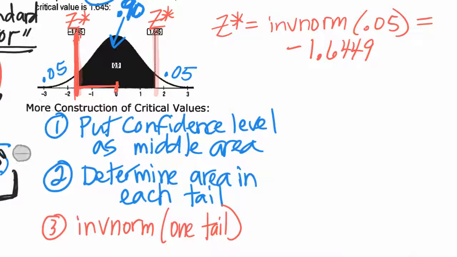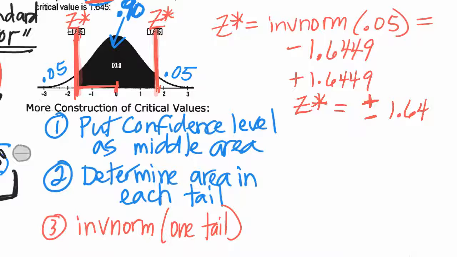Now, because of symmetry, what is this other critical value up here on the positive side? Same thing. It is positive 1.6449. So in summary, for a 90% confidence level, the critical values, and there are two of them, are positive and negative 1.64.